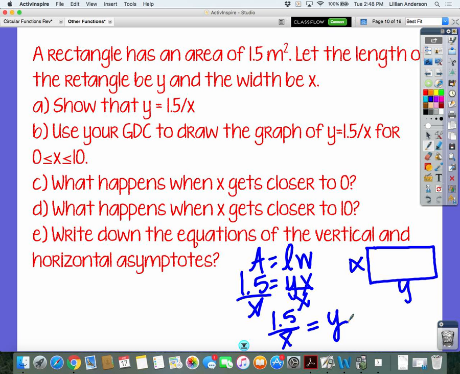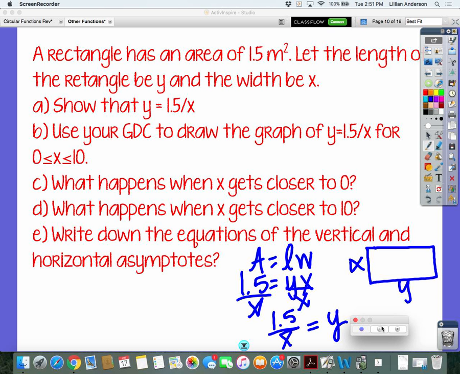Okay? Some of them are as simple as that, doing a formula, plugging in the numbers. Sometimes you might have to do a little bit more manipulation. But in the end, at no point in time did I use 1.5 divided by x. Does everyone understand that? Okay. Now it says use your graphic display calculator to draw the graph of y equals 1.5 over x. So go ahead and do that. And I want you to also answer C, D, and E as you do it, okay?